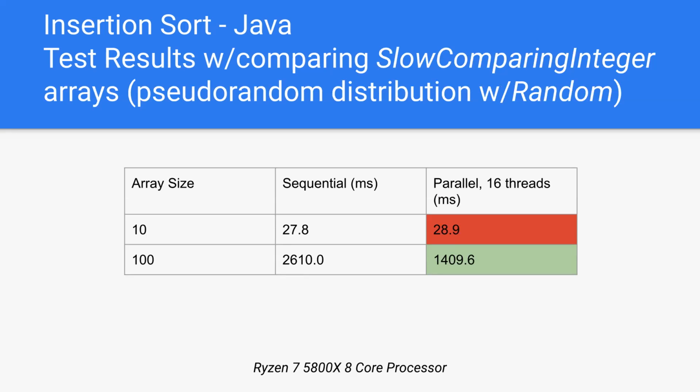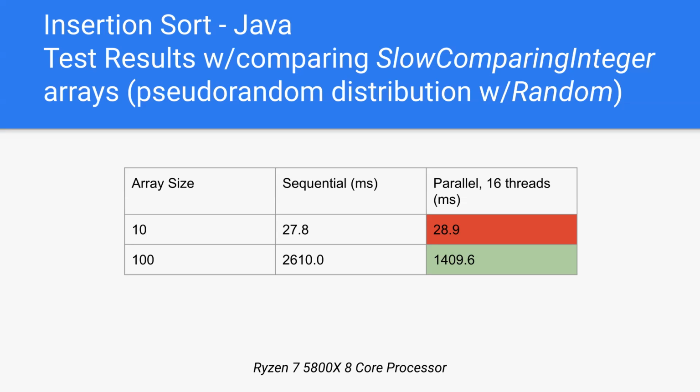We also decided to create a custom Java class called SlowComparingInteger. It's basically just a class with an integer, and in the compareTo method, we put a Thread.sleep, so it takes longer. We were just curious how the insertion sort would work when faced with objects that take a while to compare. And you can see even for an array of size 10, the overhead of all the threads is still comparable to the sequential version, which is pretty crazy.